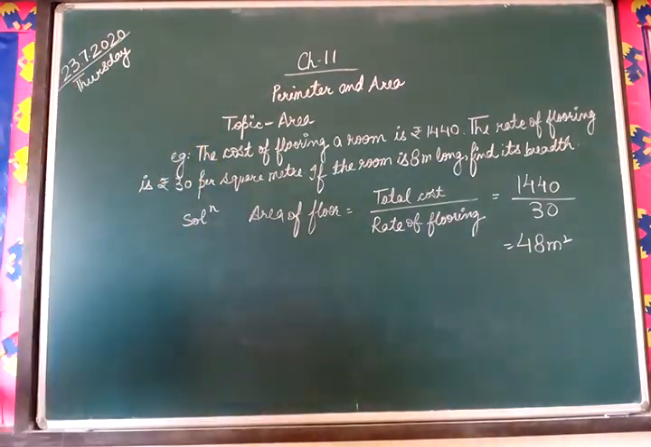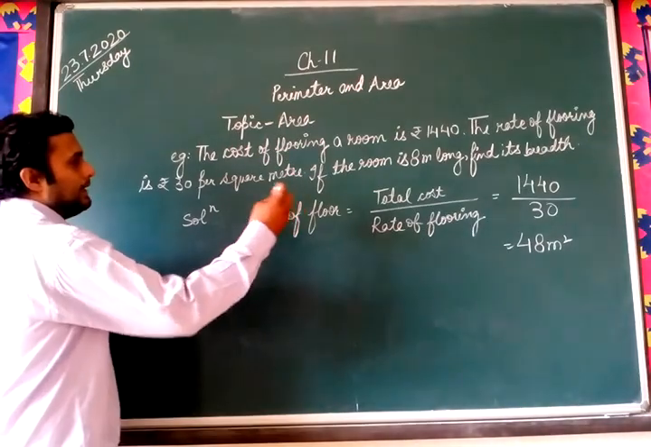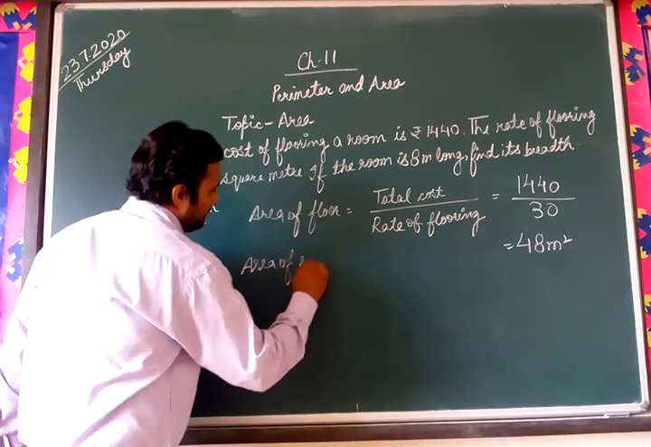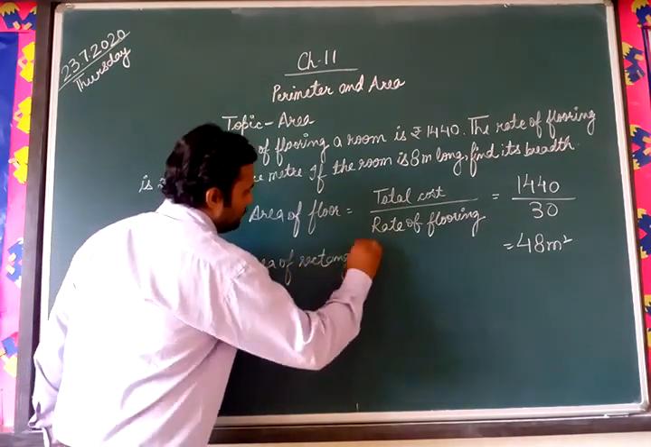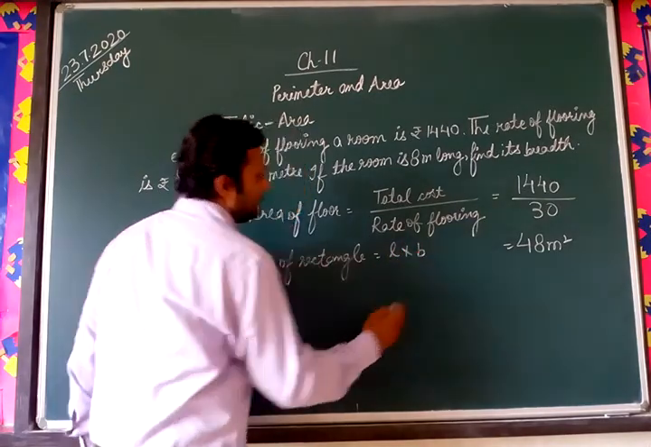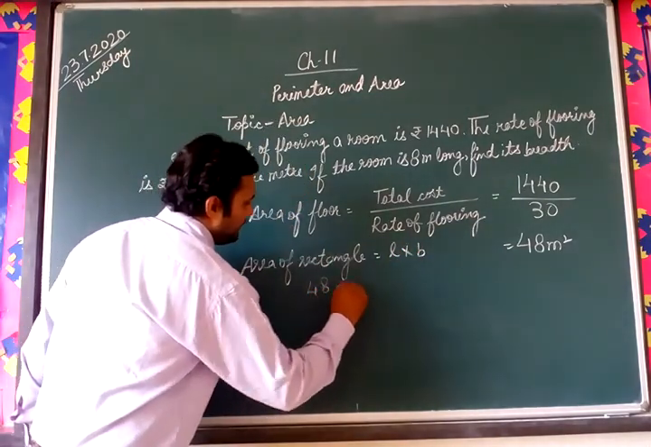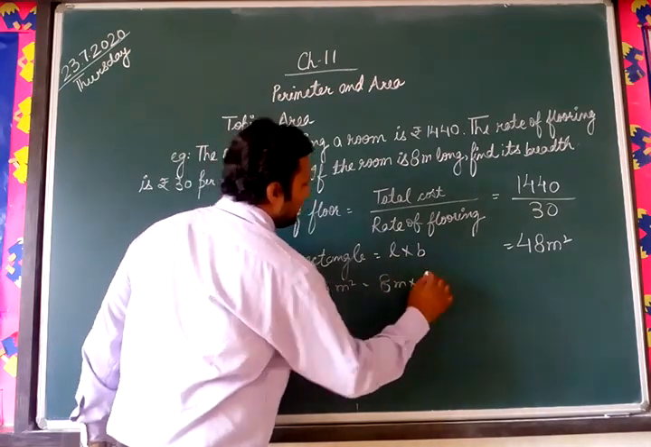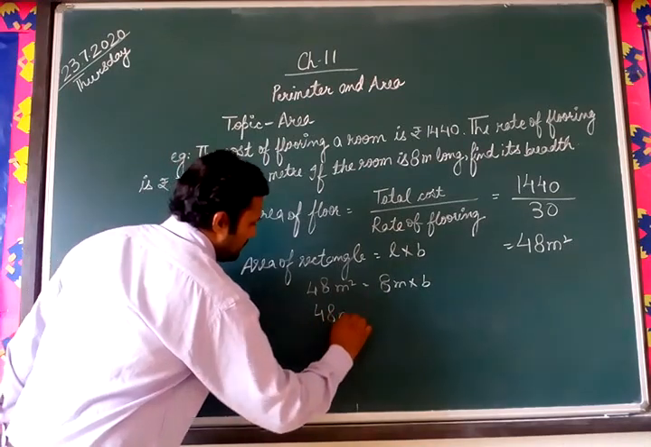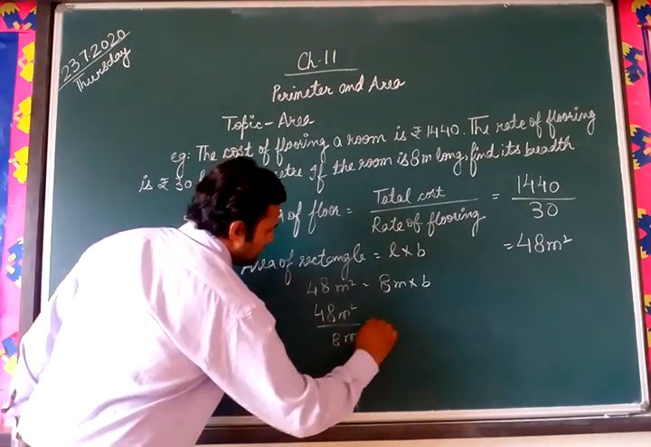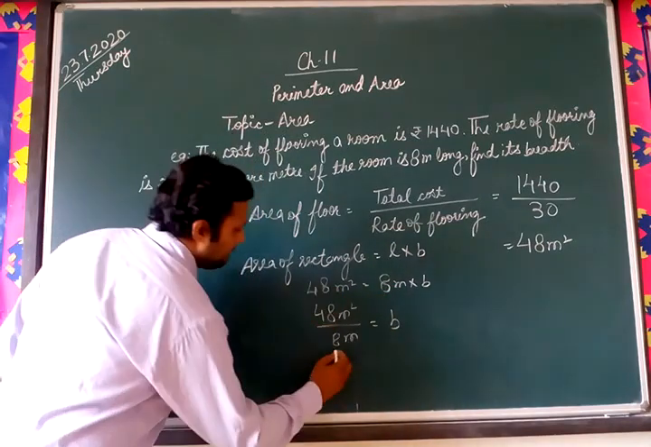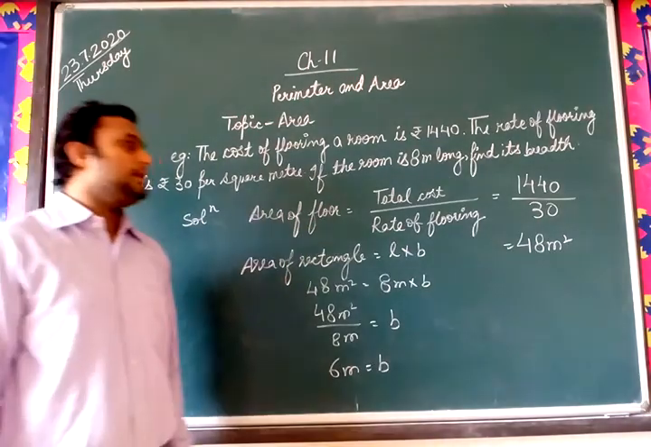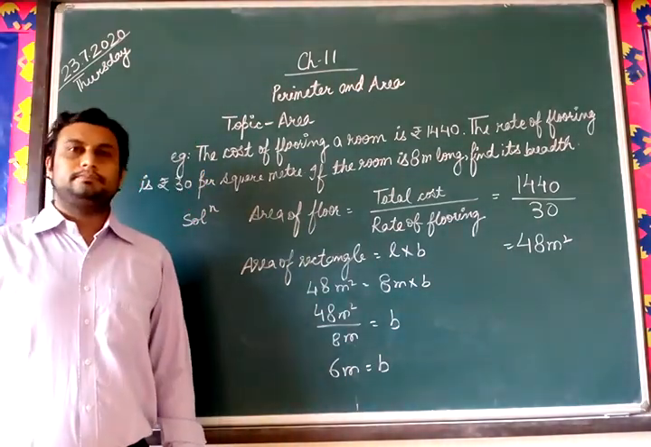Now we have to find the breadth. The area of a rectangle equals the product of length and breadth. Area is 48 meter square. The length is given as 8 meter, and we have to find the breadth. 8 goes into 48 six times, so the breadth is 6 meter. In this way, you can find out the breadth.